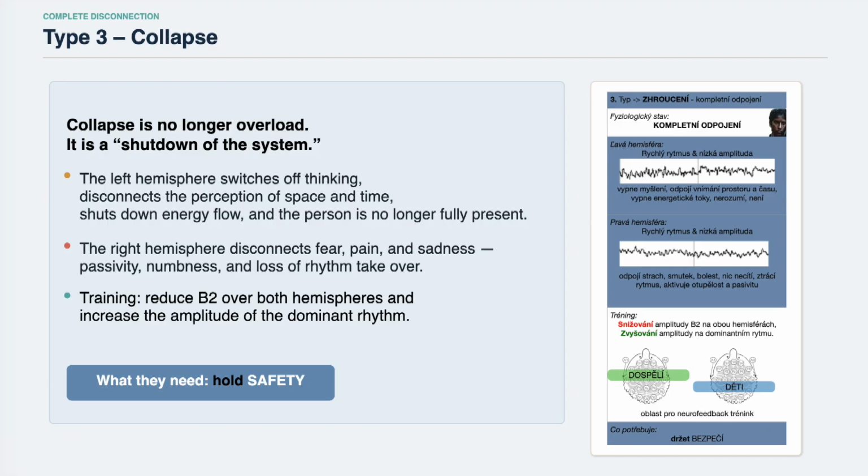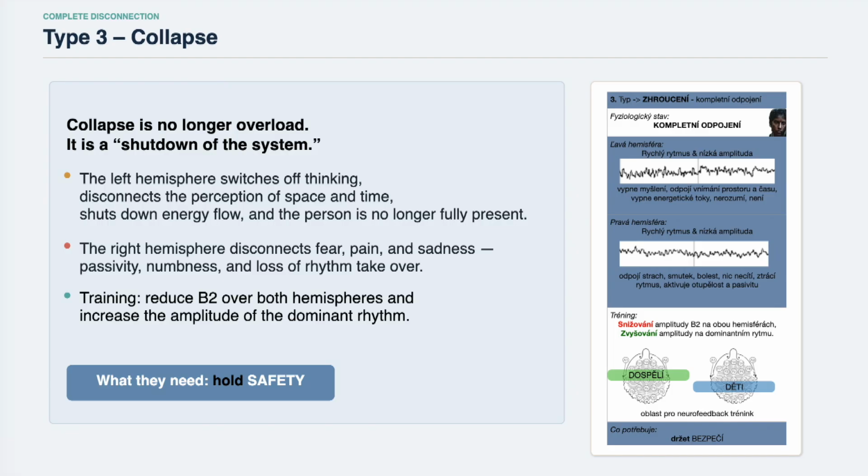In this mode, the left hemisphere switches off thinking, disconnects the perception of space and time, reduces energetic activation, stops understanding, and, in a way, stops being present. The right hemisphere then disconnects fear, sadness, and pain. The person feels nothing. Rhythm is lost, and numbness and passivity take over.